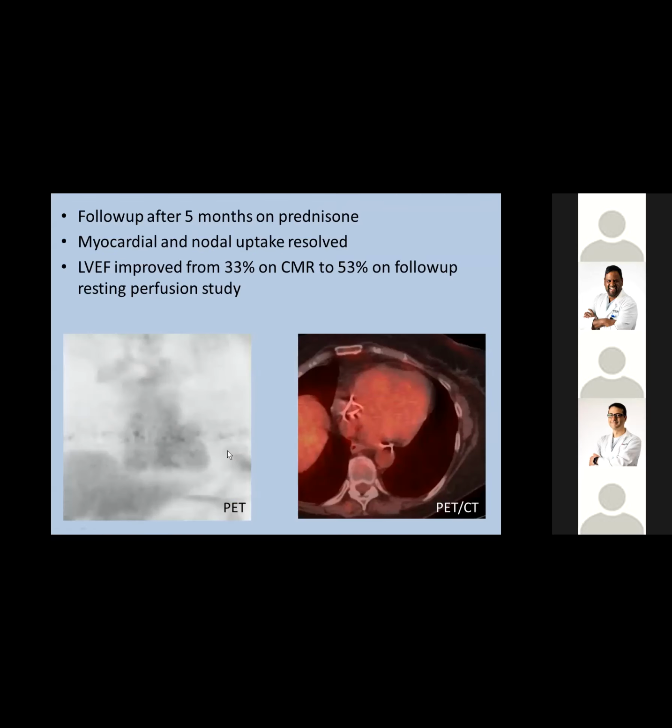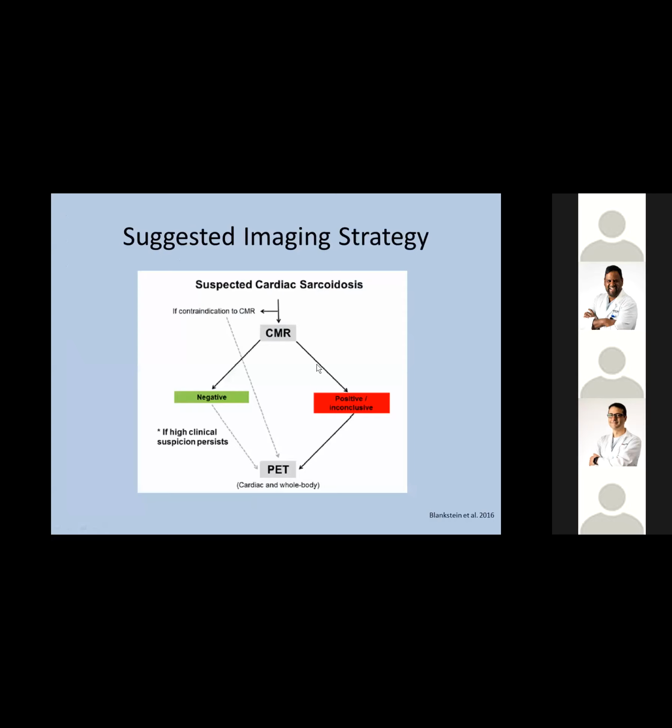So this person went on and had a follow-up PET after 5 months of prednisone, and you can see that the activity is completely resolved. So there's no more active inflammation. Although again, if we were to do MR, we'd probably see a similar extensive distribution of disease. And this person also had a significant improvement in the LVEF from 33 to 53% over that time period. And that functional improvement tends to follow with resolving inflammation.